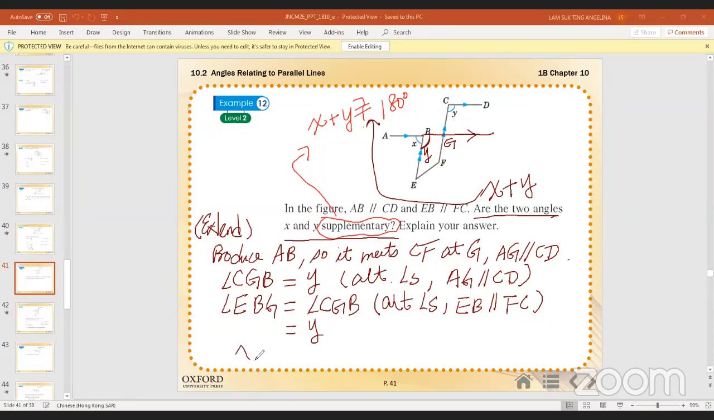Therefore, in this case, I have X plus Y equals 180 degrees. The reason is that they are on a straight line, so they are adjacent angles on a straight line. And then you can answer the question: are the two angles supplementary? Yes, they are supplementary. Okay, any questions?